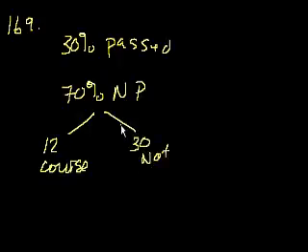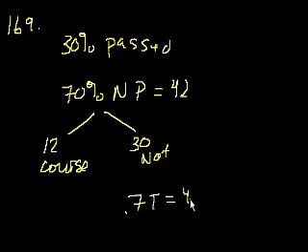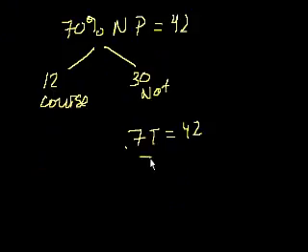How many members are in the swim club? So how many people have not passed the test? Well, they said that 12 have taken a course, 30 haven't, so I'm assuming that's all of them. So the 70% that have not passed, that is 12 plus 30, is equal to 42. And this is 70% of the total people in the swim club. So 70% of the total is equal to 42, so the total is equal to 42 divided by 0.7.